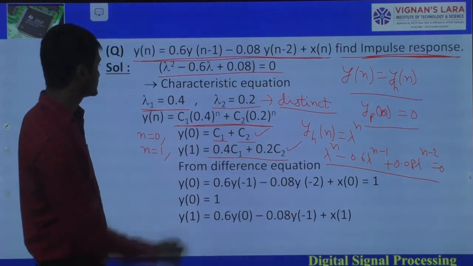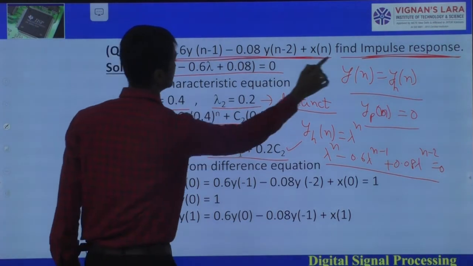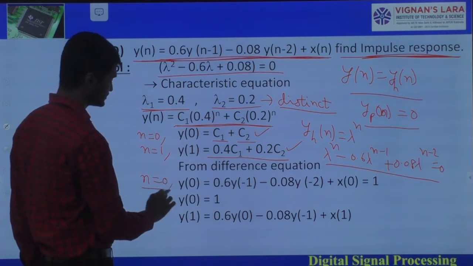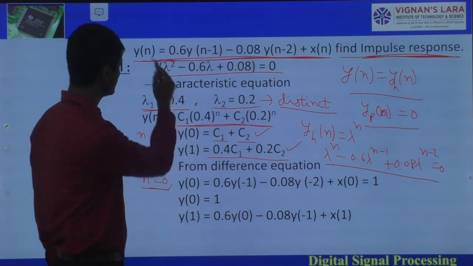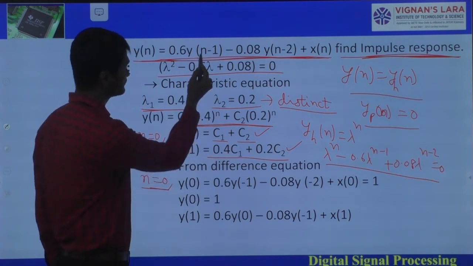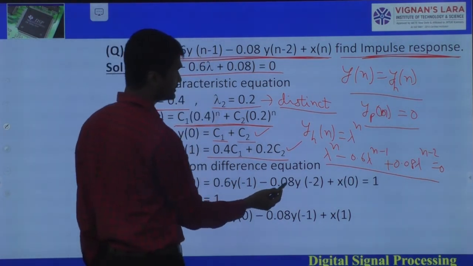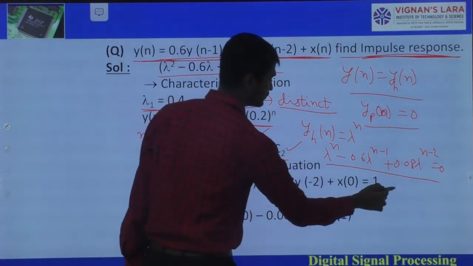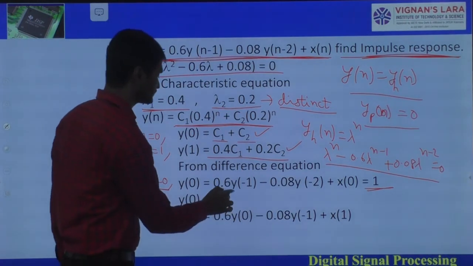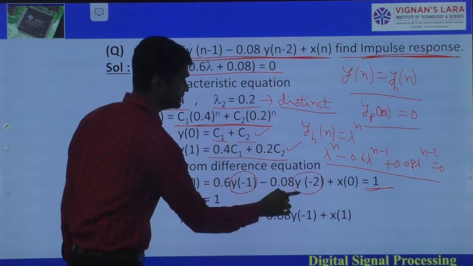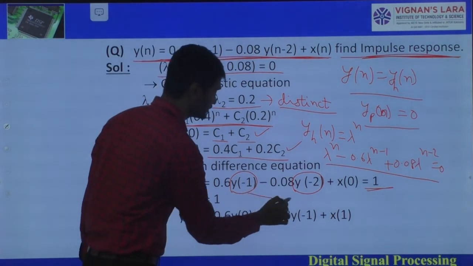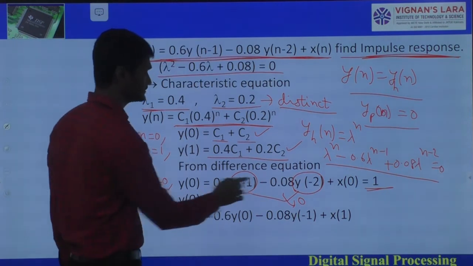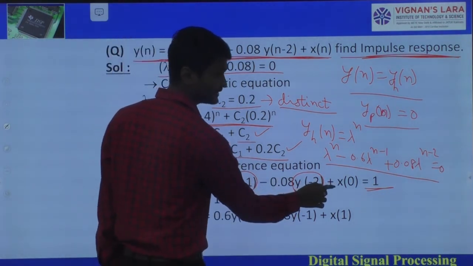Right. So next, from the given difference equation, apply n equals 0. Then y of 0 is equal to 0.6 y of minus 1 minus 0.08 y of minus 2 plus x of 0. Why is it so? Here y of minus 1 and y of minus 2 are the initial condition values, so we are equating these to 0. These two are 0, and only the x of 0 is there.